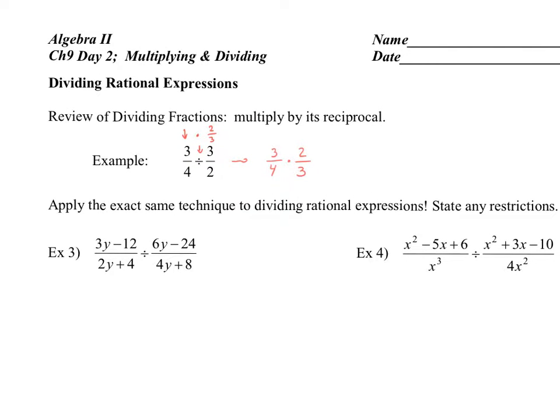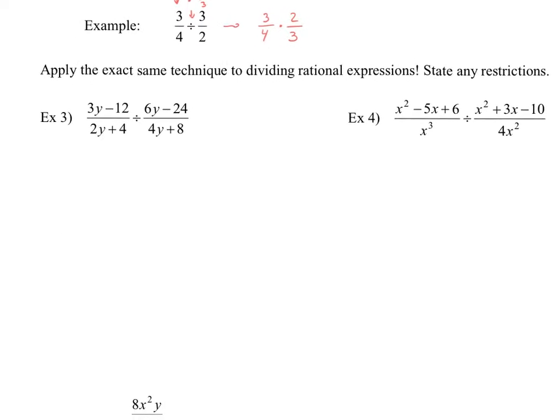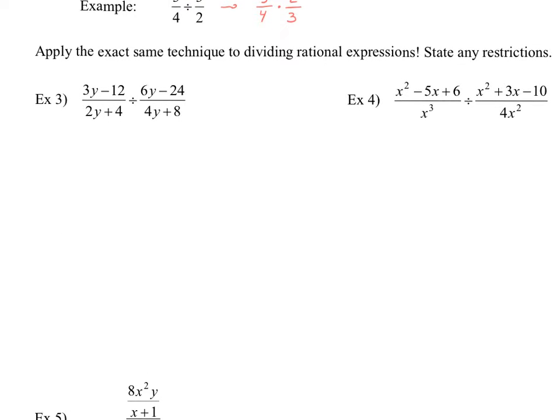Okay, so let's try it with some rational expressions here, and there is one difference that we have to be careful with, and that's the restrictions. So our first step is going to be the same as all the other problems that we've done. We're going to factor everything we can. So if I factor my left-hand numerator, it looks like we've got a lot of GCFs to take out. So I have 3 times y minus 4. The left-hand denominator, I've got a 2 times y plus 2. Okay, I'm keeping this a division problem. I can pull out the 6, and I'm left with y minus 4. And the right-hand denominator, I can pull out the 4, and I'm left with y plus 2.